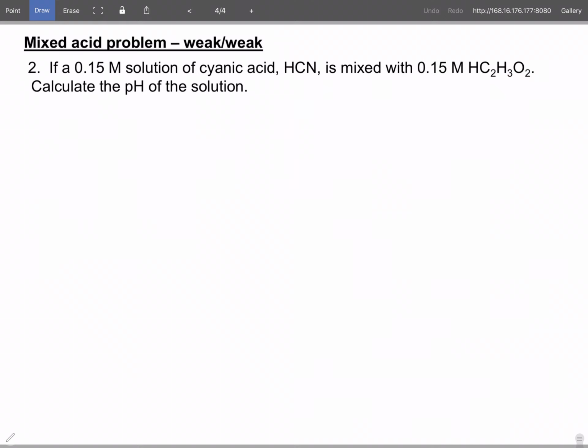Now, what happens if you have two weaks? So the cyanide Ka is 6.2 times 10 to the minus 10th, which means it's really weak. This is acetic acid, which has a Ka of 1.8 times 10 to the minus 5. So notice you have 10 to the minus 5 and 10 to the minus 10. Which one do you think is going to control? The stronger will control.